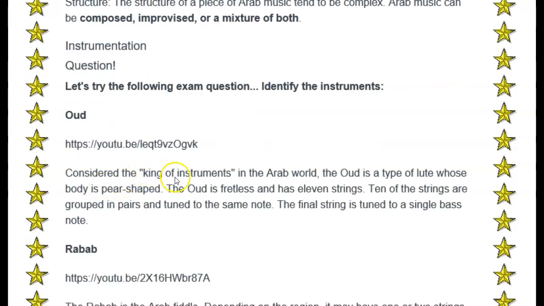So the oud is considered the king of instruments in the Arab world. Oud is a type of lute whose body is pear-shaped. The oud is fretless and has 11 strings. 10 of the strings are grouped in pairs and tuned to the same note. The final string is tuned to a single bass note. So let's listen to that.